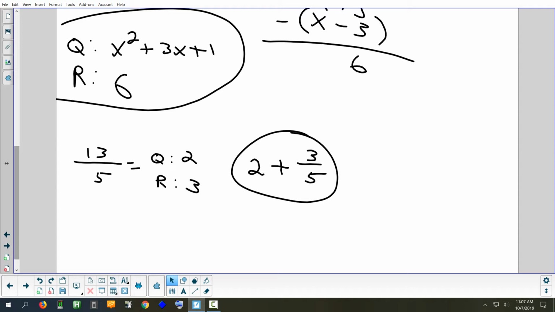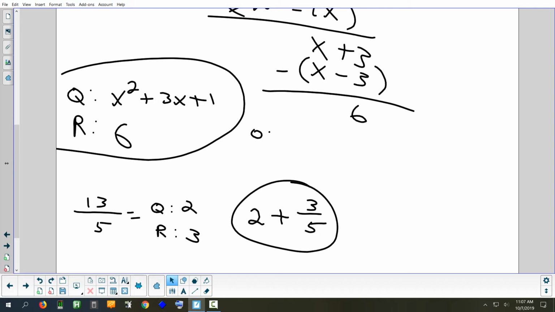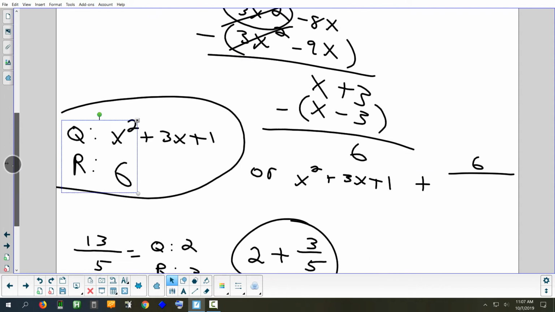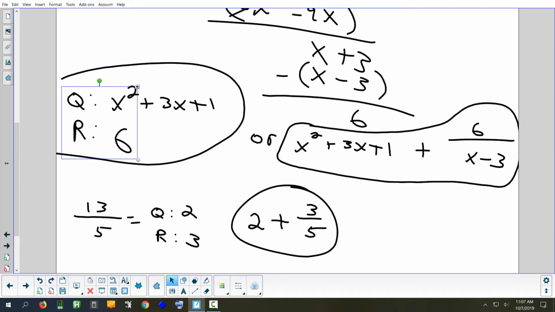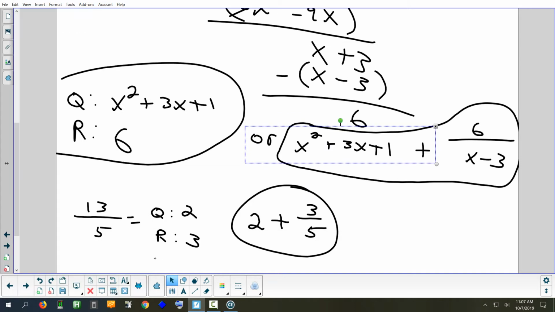Any question on that? So you can do that with the top one. You can do that exact same thing here. The answer is quotient, x squared plus 3x plus 1, plus remainder, 6, over what you divided by, x minus 3. That's the same thing. What's nice about the one that I wrote here is you can check it. Which one? The one that I circled on the right-hand side.